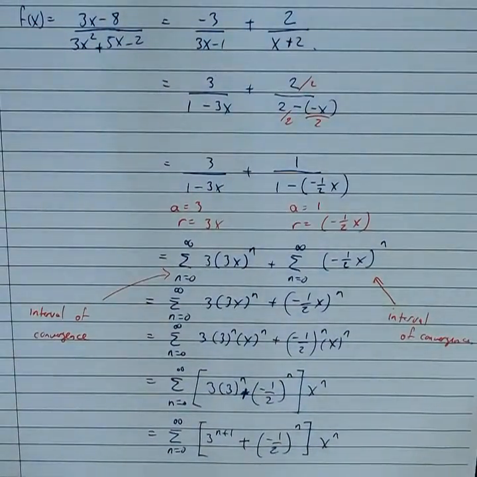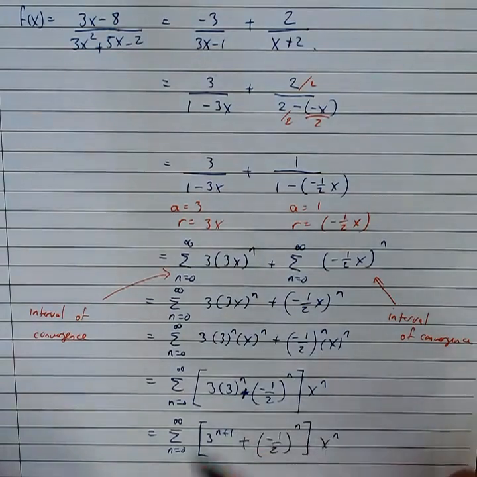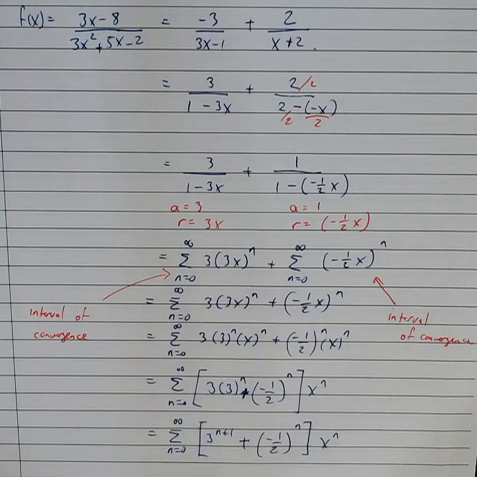Go ahead and give this a try. You're going to find the interval of convergence of each of these. It shouldn't take very much because they are geometric. And once you find them, find the intersection, find the overlap, and that'll tell you the interval of convergence of your final result. Pause the video, and whenever you're done, go ahead and unpause, and we'll go through it together.